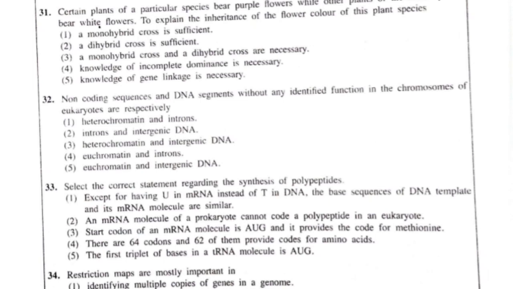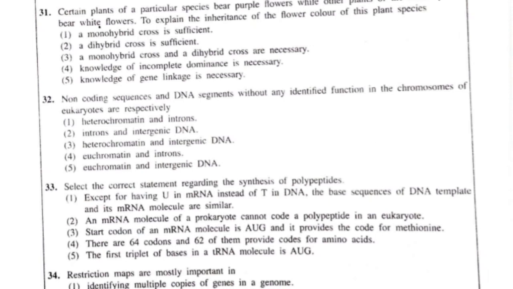And here they are saying the flower colors available are just purple and white. There is no mix. There is no in-between color. There is no color like light purple or light pink. So there is no blending, so we don't have to talk about incomplete dominance also. So the fourth answer is also wrong. And the fifth statement says knowledge of gene linkage is necessary. That is wrong, because they haven't mentioned any other information about reduction in phenotypes or anything like that, so that is not necessary. So the answer is the first one. You can explain the inheritance by using only a monohybrid cross.